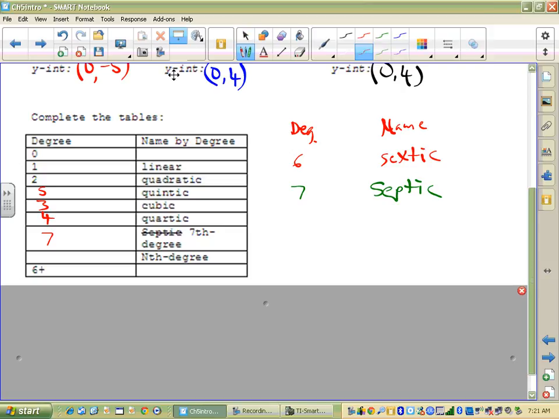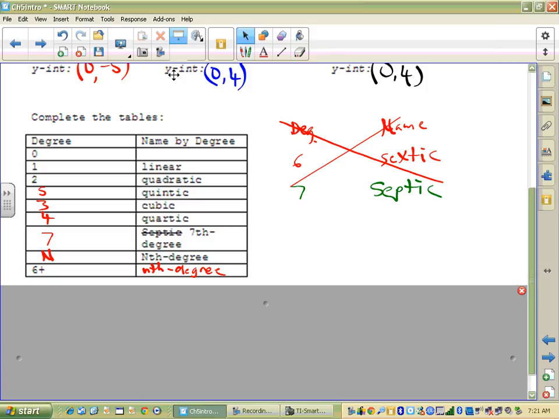So it seems like anything higher than 5 is where the cutoff point is. Remember the degree has to be a whole number. So anything higher than 5 is just called an nth degree, okay? So the degree for an nth degree would be n. So 6 plus, 6 or more, is an nth degree. If the degree is 6, we would just say it's a 6th degree polynomial. It's not sextic, okay? And 7th isn't septic. All right.